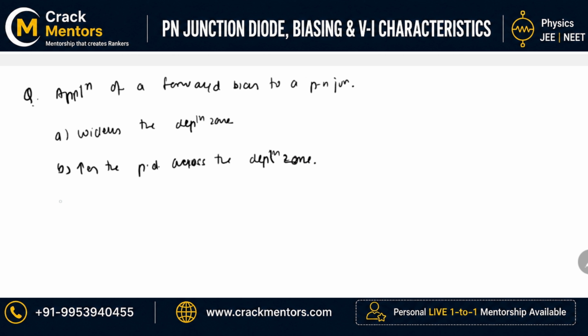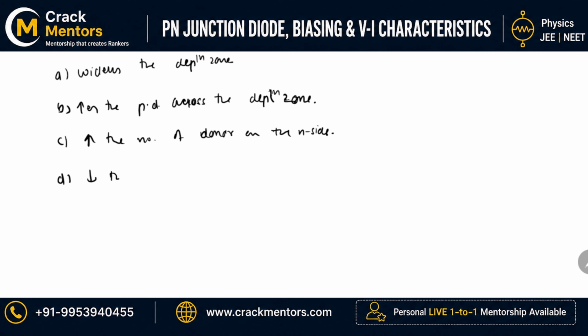Option C, increases the number of donor on the n side. Or option D, decreases the electric field in the depletion zone. Have a look which of the following options could be the right one.